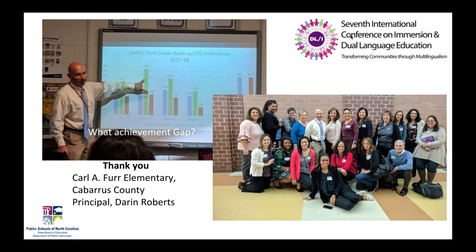The most exciting part for me is what you see on the screen there with that graph. If you look at the green line, those are the scores for the third grade reading EOGs for the dual language immersion students. The red line is the non-dual language immersion students. And so his comment was, what achievement gap? The other picture shows the participants that we had from over 6 different states around the country.